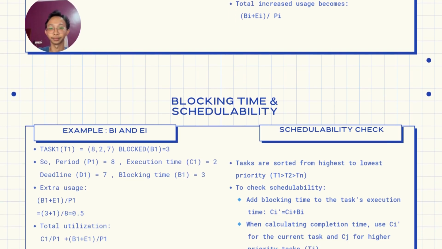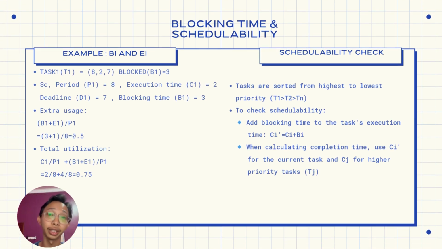Okay, for the next slide we talk about the example. So we use task 1. The priority is 8. Execution time is 2. Deadline is 7. Blocking time is 3. So for the extra use, the formula is B1 plus E1 divided by P1. So 3 plus 1 divided by 8 equals 0.5.